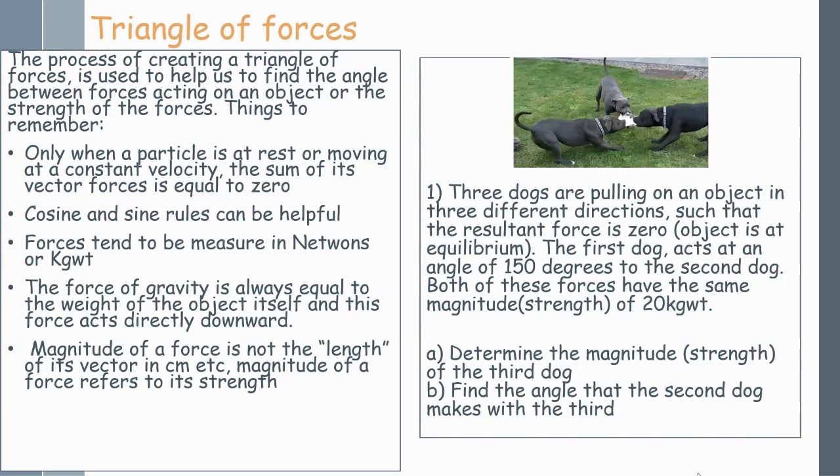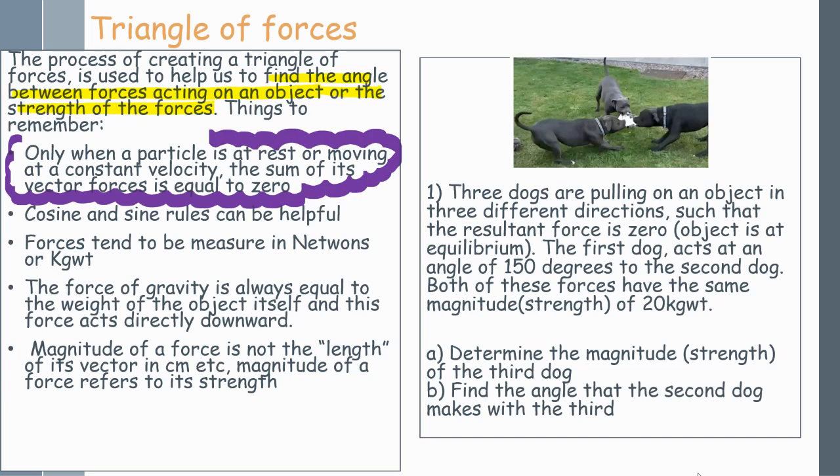Just to finish up, I'm going to leave you with a few key points before you go on to the second video and the examples. So the process of creating a triangle of forces is used to help us find the angle between forces acting on our object, or the strength of these forces, sometimes called the magnitude. Things to remember: we can only use this method when a particle is at rest or moving at a constant velocity. This is the only time the sum of the vector forces is equal to 0.